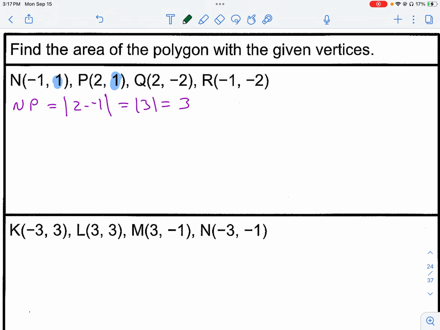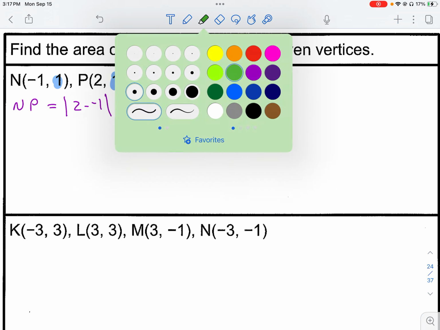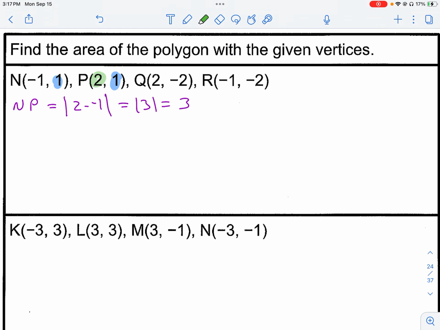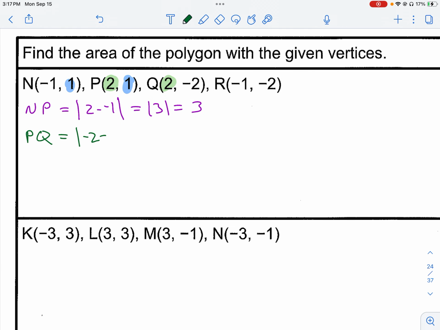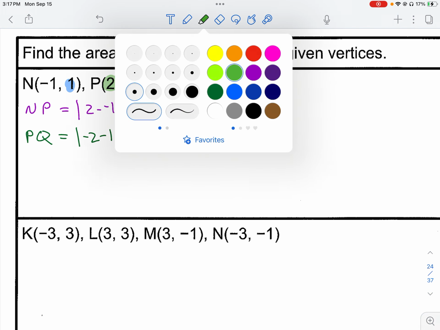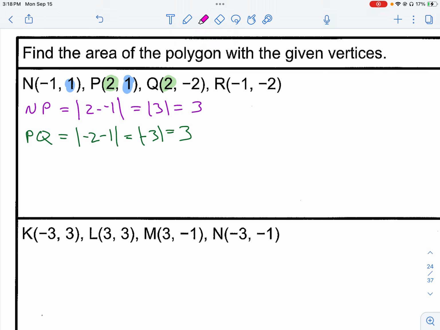Then we get PQ, which has the same x. So it's a vertical line. So they're meeting at a right angle. They're the same. So this is looking promising.